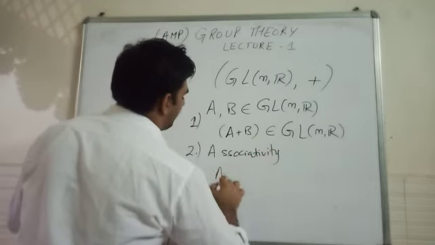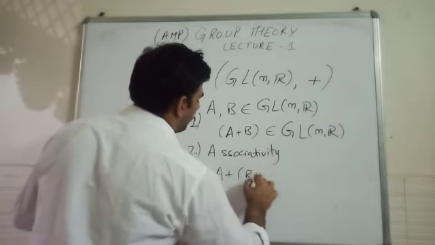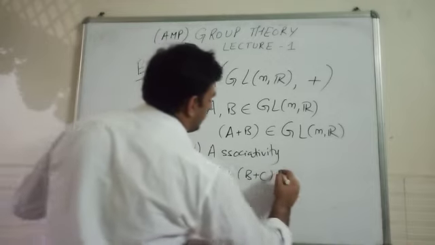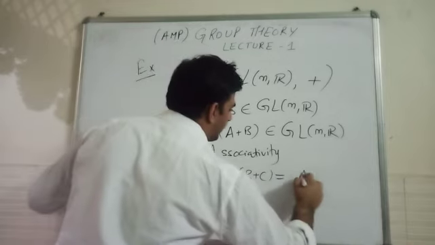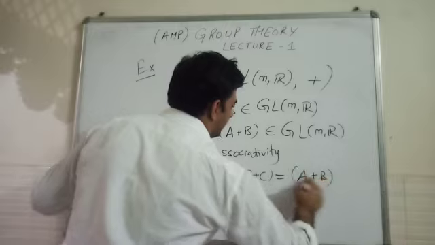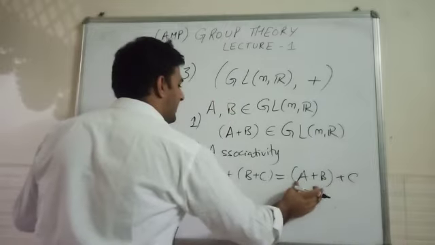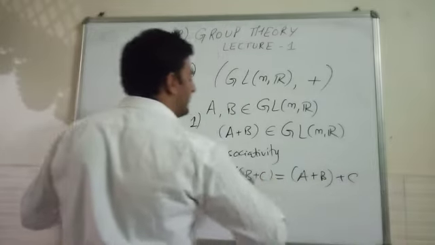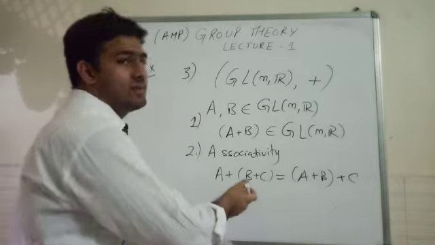So if you add two matrices and then add the third, you can just swap the brackets. If you add the first two matrices, then add the third, it will give the same result. So addition of matrices is associative.